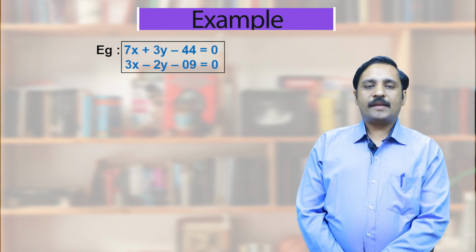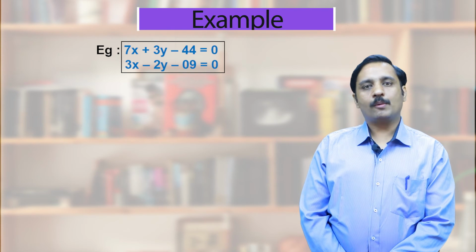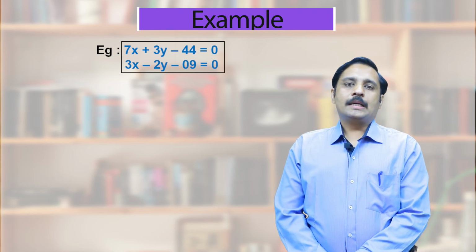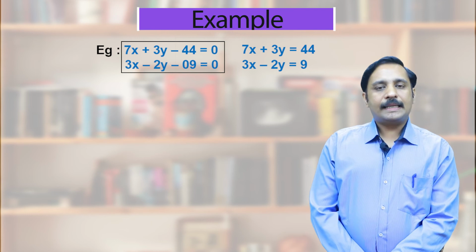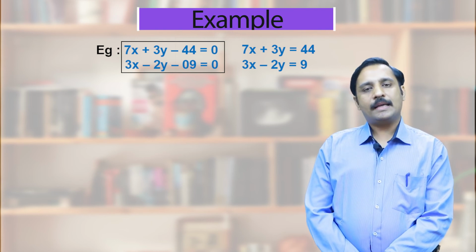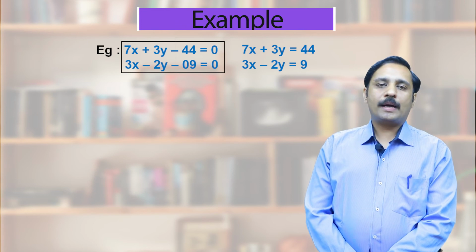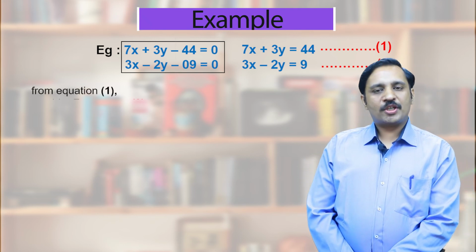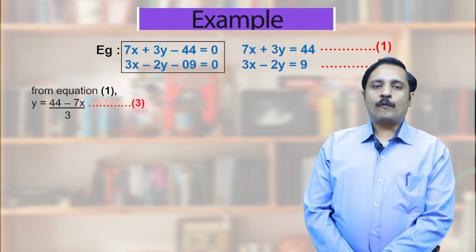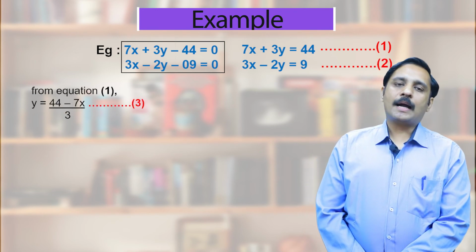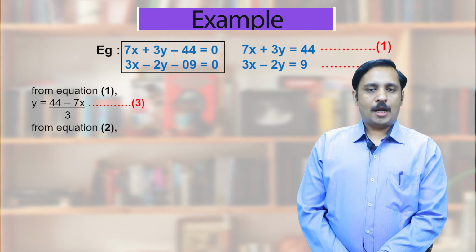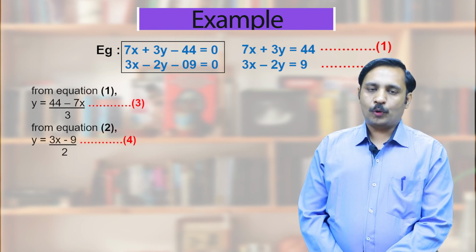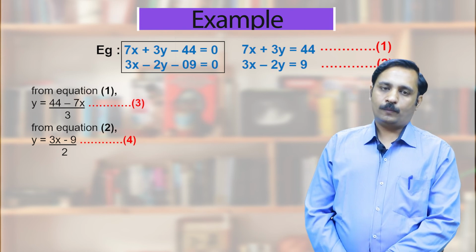We have the equations 7x plus 3y minus 44 is equal to 0, 3x minus 2y minus 9 is equal to 0. Rearranging this, we have 7x plus 3y is equal to 44 and 3x minus 2y is equal to 9. Let us mark them equation number 1 and equation number 2. From equation number 1, we have the value of y as (44 minus 7x) upon 3. Let us mark this as equation number 3. Now from equation number 2, I find the same unknown variable y as (3x minus 9) upon 2 and mark this as equation number 4.